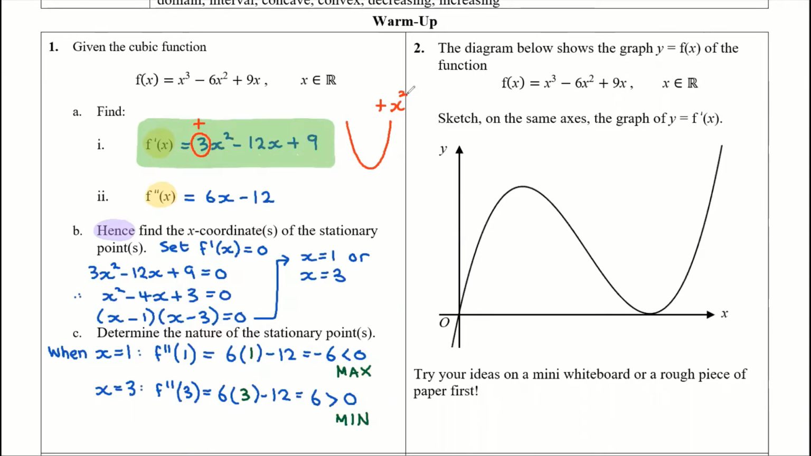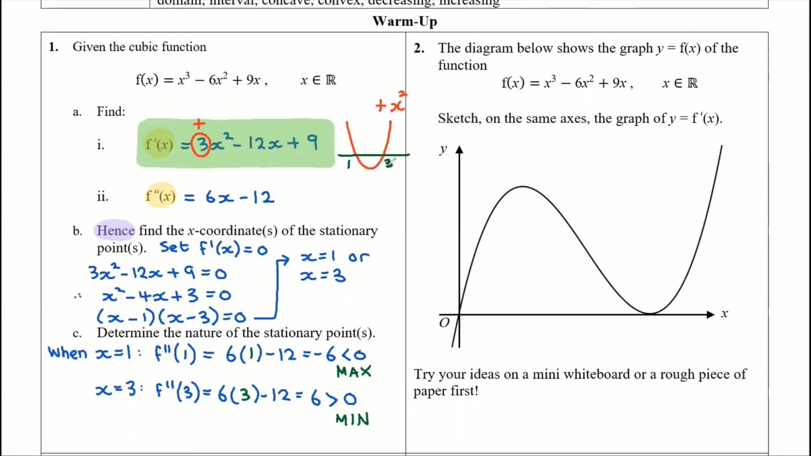And we also know that if we look at the x-intercepts, we have x-intercepts at 1 and 3. In other words, the gradient is equal to 0 at 1 and 3. So we know quite a lot about it. So as long as we transfer that over to our sketch, then we're in good shape.